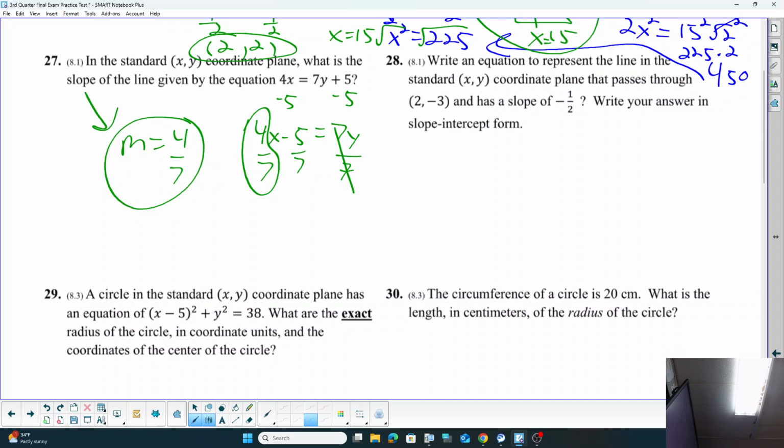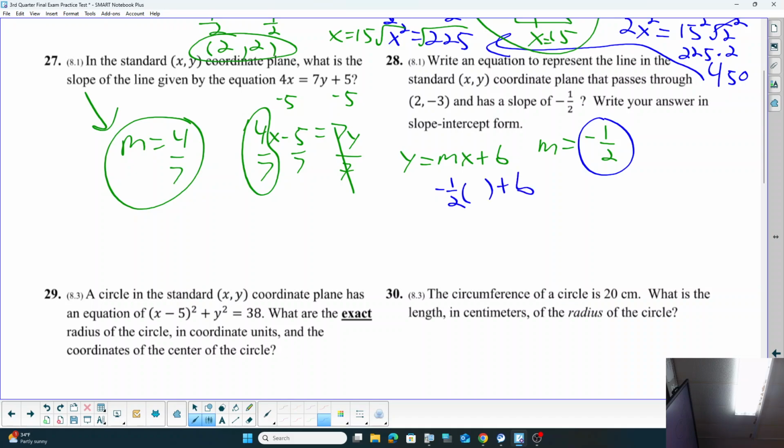Okay, so write an equation to represent the line in standard form. The coordinates it passes through are given. It has a slope. Oh, they give us the slope, do they? And write your answer in slope-intercept form. So if we use y equals mx plus b, that'll really help us, right?